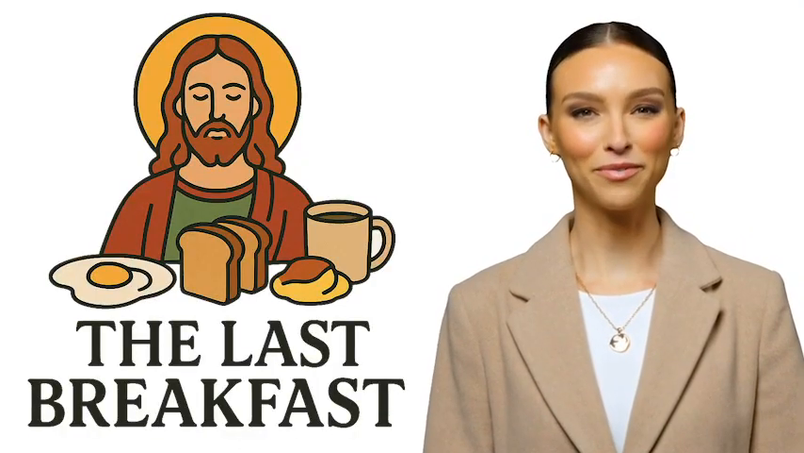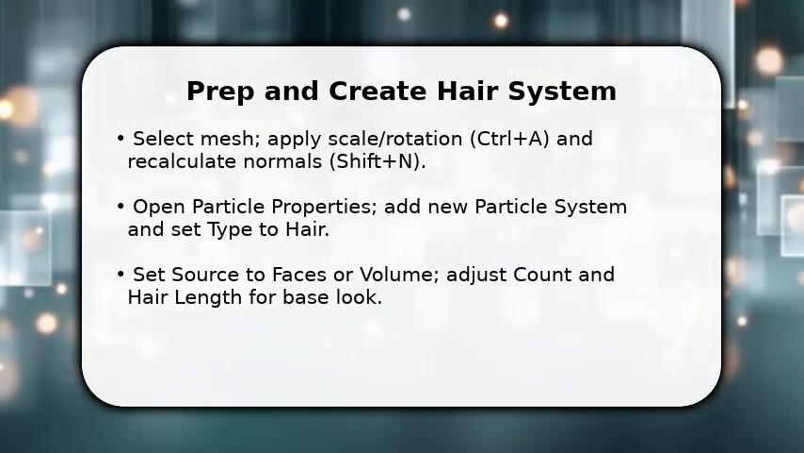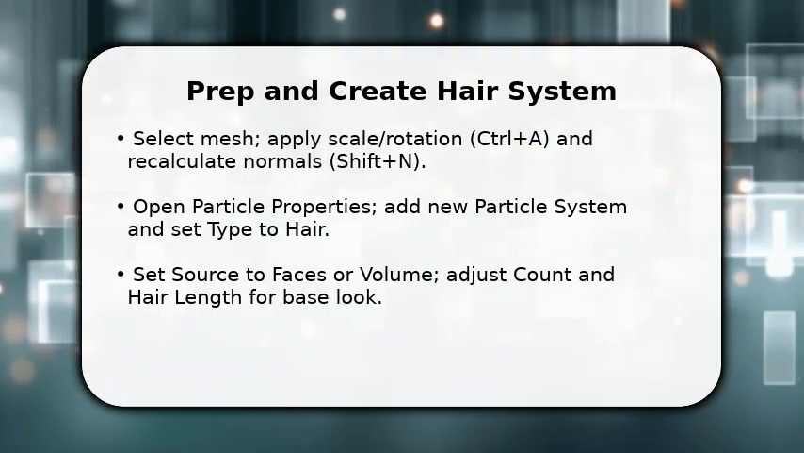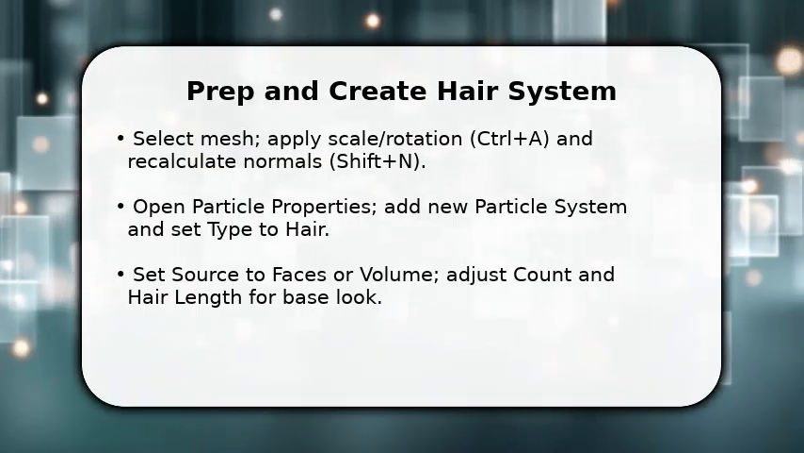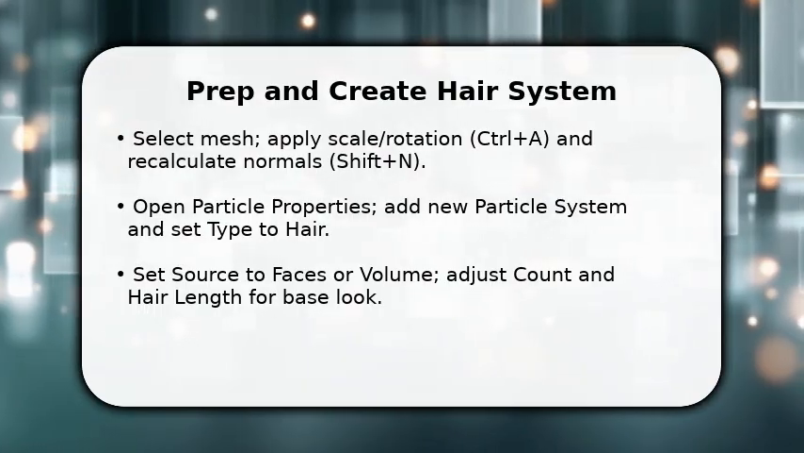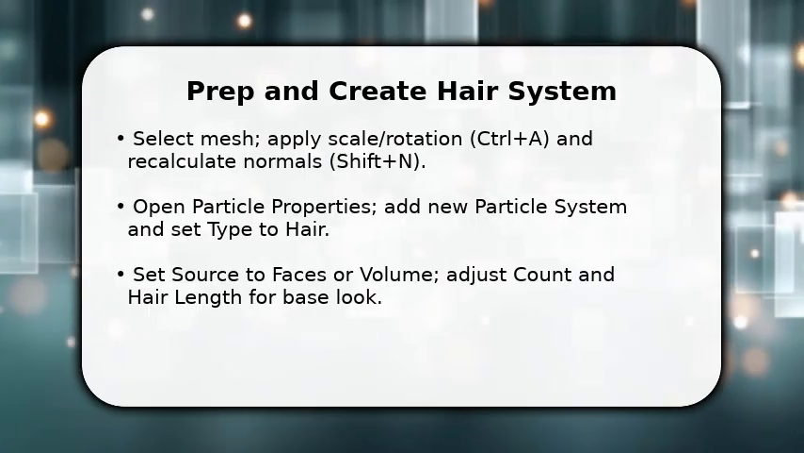Please enjoy the video. You start with a correctly scaled, clean mesh. Apply scale and rotation, and fix normals so hair emits predictably. Once done, add a particle system, switch the type to hair, and select faces or volume as the source depending on evenness. Set count and hair length to establish density and scale. These are your baseline parameters.